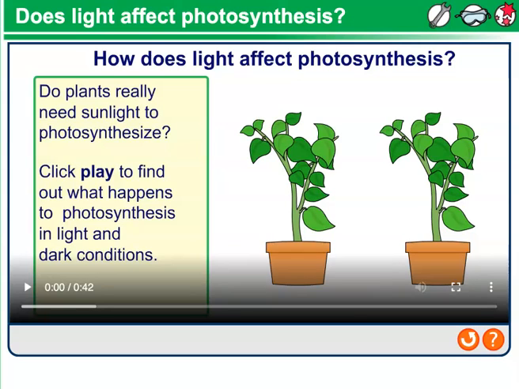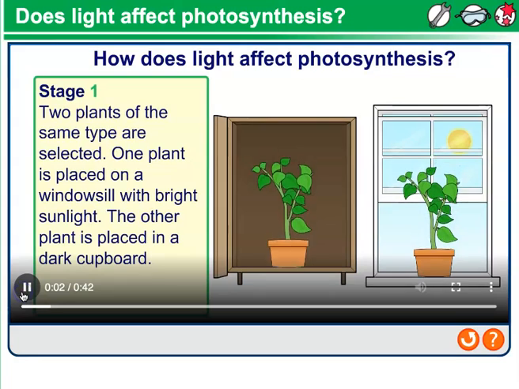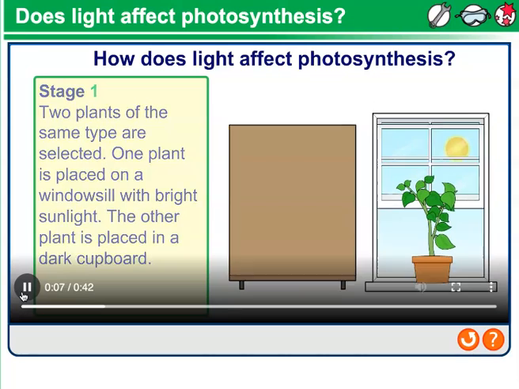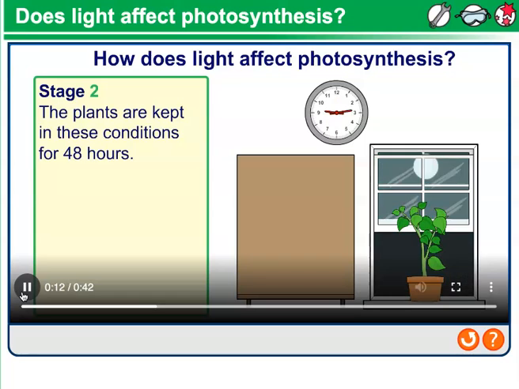Does light affect photosynthesis? And how does light affect photosynthesis? Do plants really need sunlight to photosynthesize? Stage 1. 2 plants of the same type are selected. One plant is placed on a windowsill with bright sunlight. The other plant is placed in a dark cupboard. In stage 2, the plants are kept in these conditions for 48 hours.